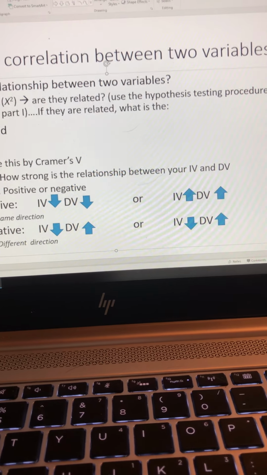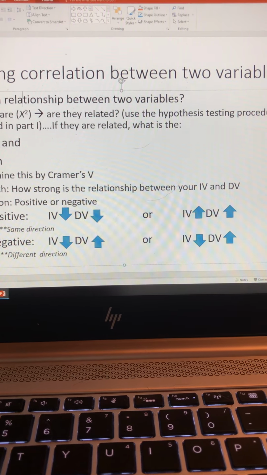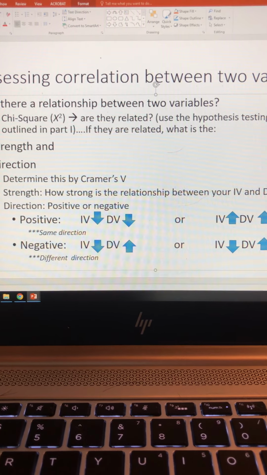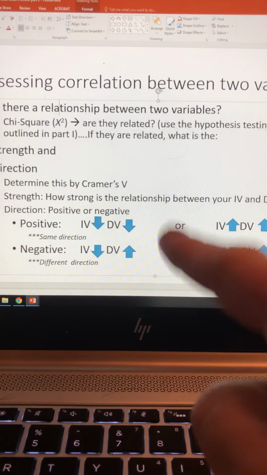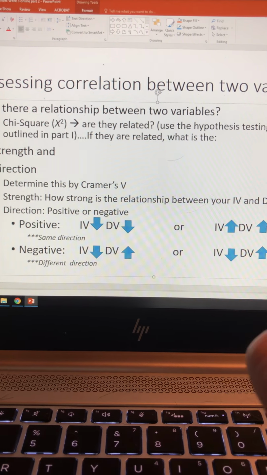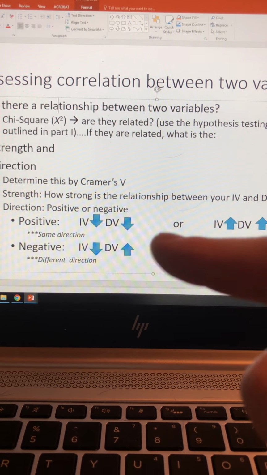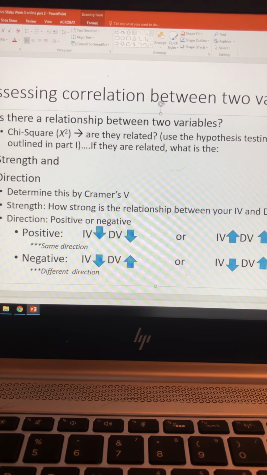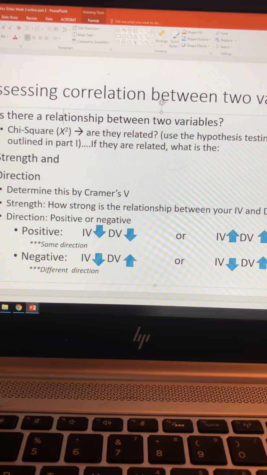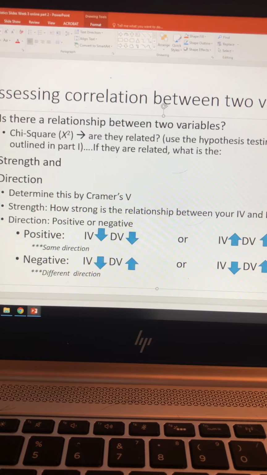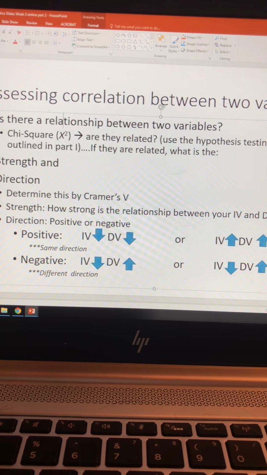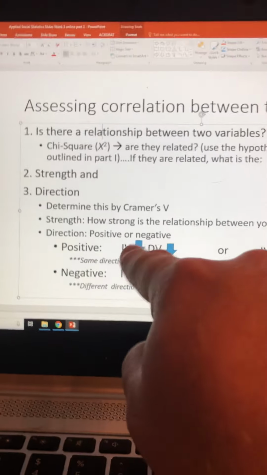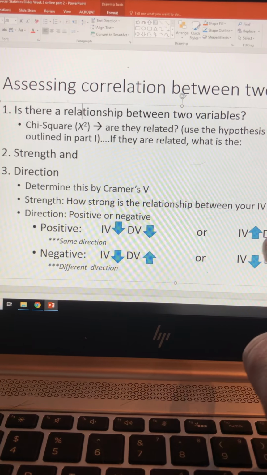But some people get a little hung up on the direction because it's not intuitive. Basically, a positive correlation would be when both the independent variable and dependent variable go up or down together. So they go in the same direction. An example of a positive relationship would be, as education level goes up, income level goes up. One goes up, the other goes up. The flip side is people with less education have less income. So it's positive because they're both going up or down together.